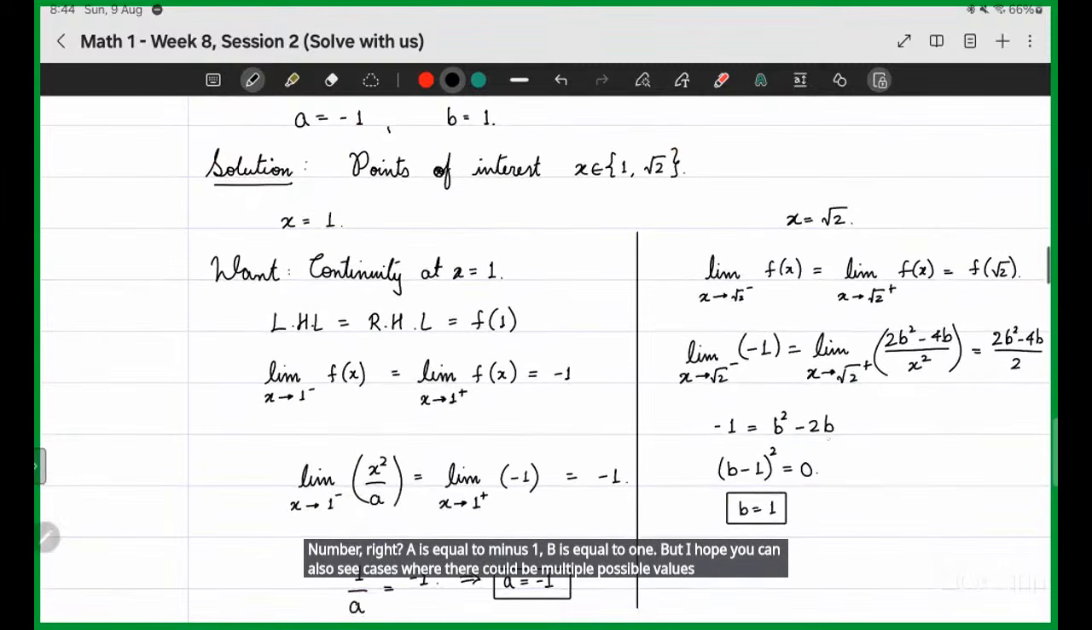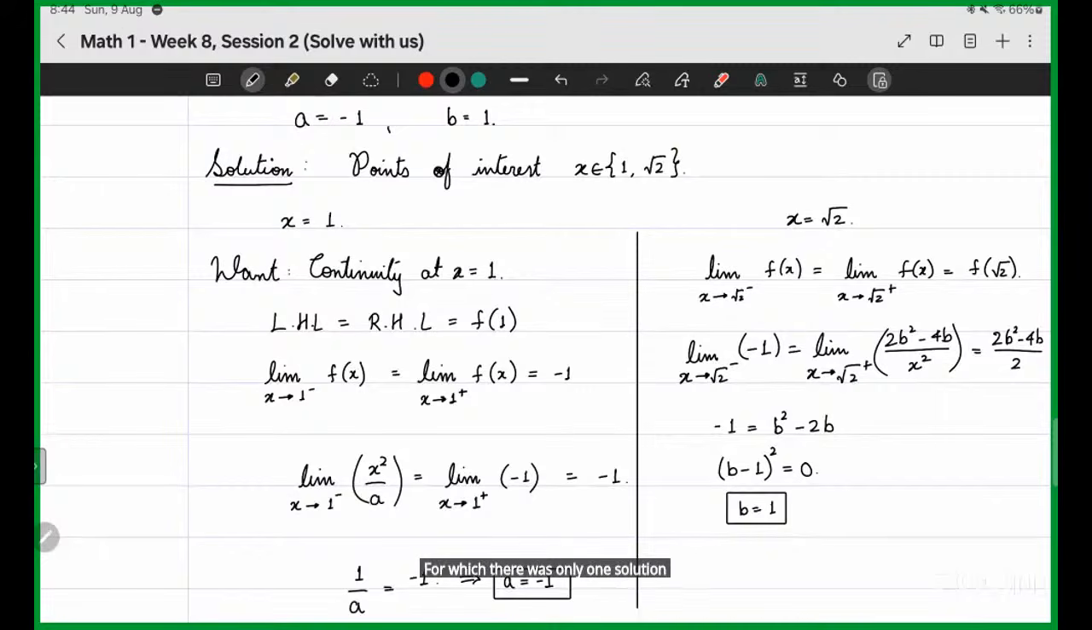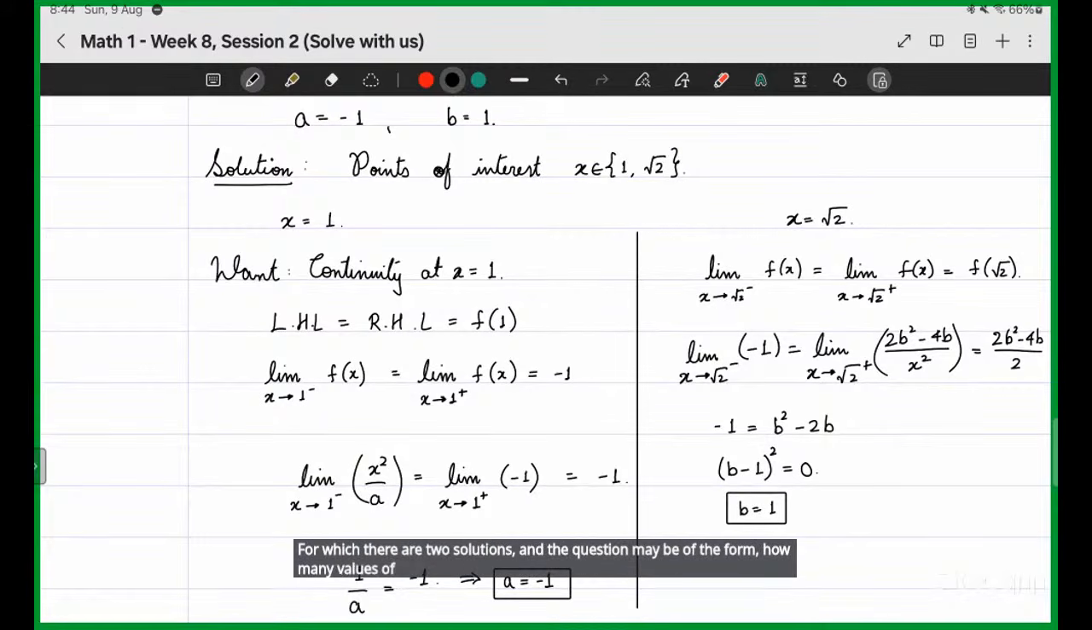So in this case, we got a quadratic equation for which there was only one solution. There might be a quadratic equation for which there are two solutions, and the question may be of the form, how many values of B are there such that F is continuous? And that would be something like a numerical answer type question for which the answer is 2.